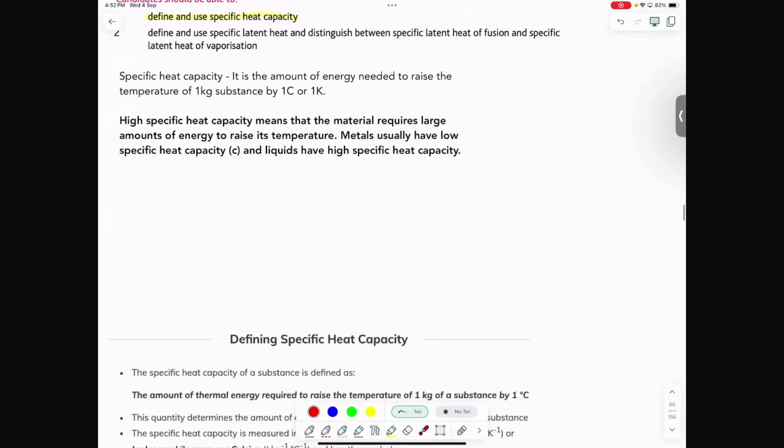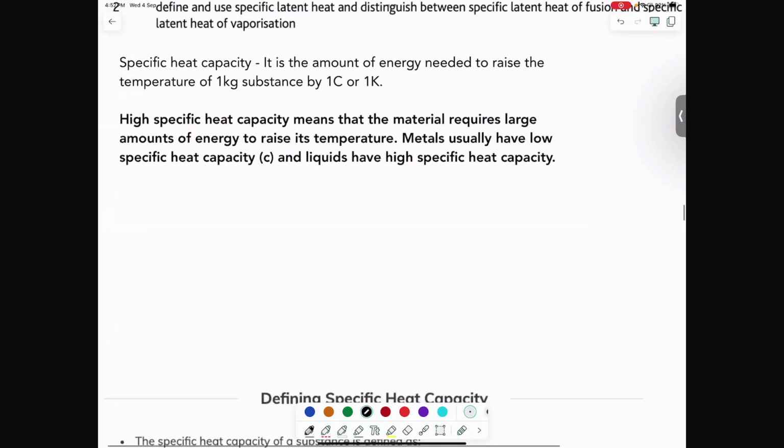So what's the formula for specific heat capacity? So the formula is, and we have to write it properly this time around, O levels in del Q. Why do we use del Q?